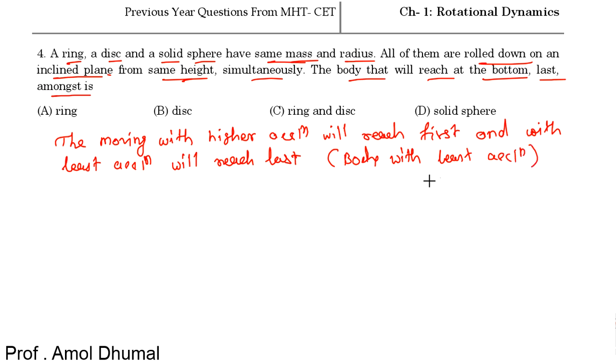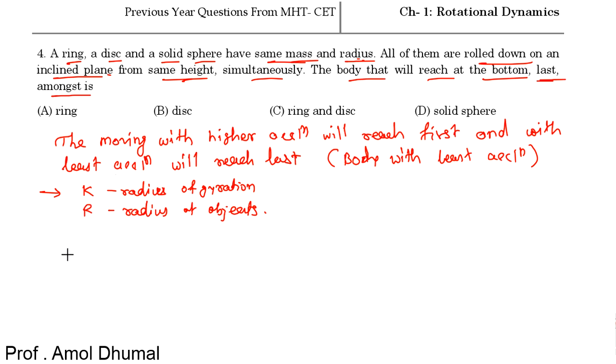We have to find the body with least acceleration, because we have to find out the body which will reach last amongst them. Now let k be the radius of gyration and r be the radius of the objects, because they all have the same mass and radius.